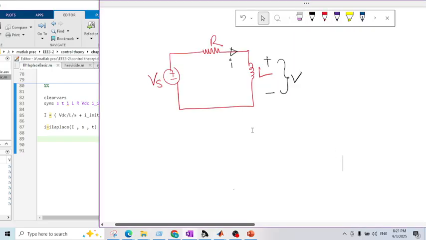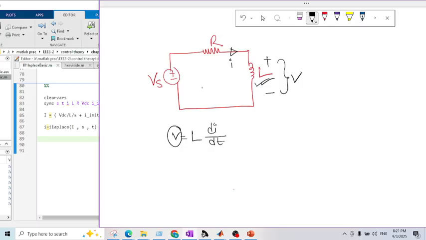Well, so let's start. So first of all we have to obtain the differential equation of this circuit. So first of all let's write the equation of inductor. So we can write V is equal to L di by dt, where V is the voltage of the inductor. Now what is V? The inductor voltage will be equal to source voltage minus the voltage across this resistor, which is equal to IR.